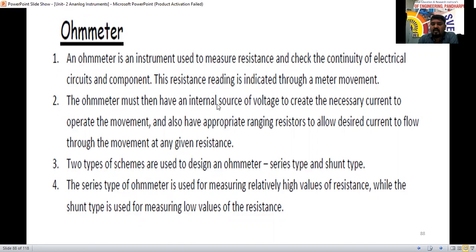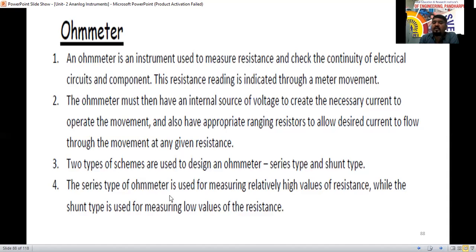Based on how we are going to connect the meter, we are going to use two types of circuits we have designed here. Two types of schemes are used to design an ohmmeter. One is series type, another one is shunt type. Two we are going to use here.